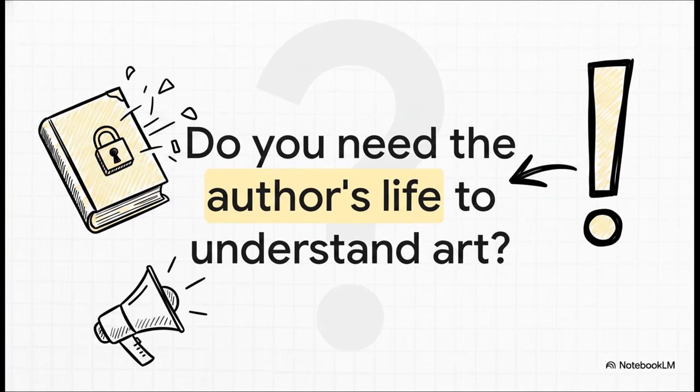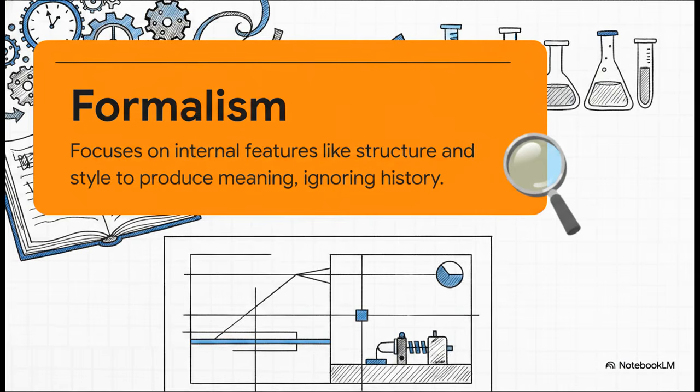But a strict formalist would loudly answer no to whether you need any of that external stuff to understand the art. They argue the text is a totally autonomous, independent island. You don't need the author's diary. You just need the text right there in front of you. So the absolutely crucial takeaway is that formalists view a work of art as a standalone object. This was a massive shift in literary criticism.